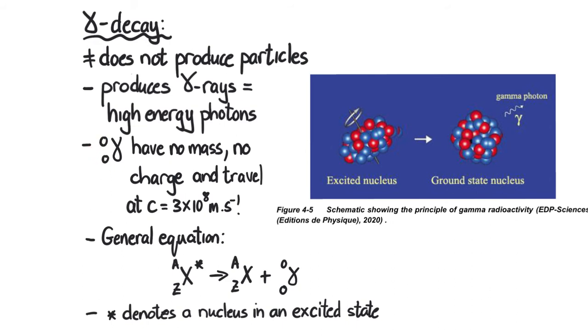Gamma 0 0, so it's got no mass number, and it has zero charge. And they travel in vacuum at the speed of light, which is 3 × 10⁸ meters per second. So the general equation is as follows. We introduce this asterisk, which denotes a nucleus in an excited state. So for instance, if we look here we've got a nucleus in an excited state, and then it drops in its energy state to a ground state and releases a gamma photon. So the general equation is X (A, Z) star, or asterisk, decays to a lower energy state of the same nucleus, (A, Z), plus a gamma photon.